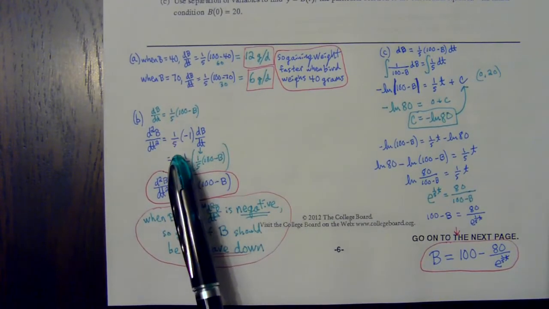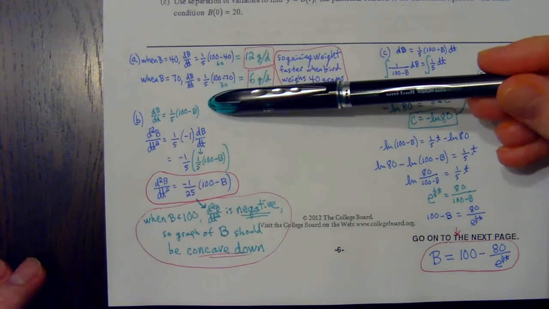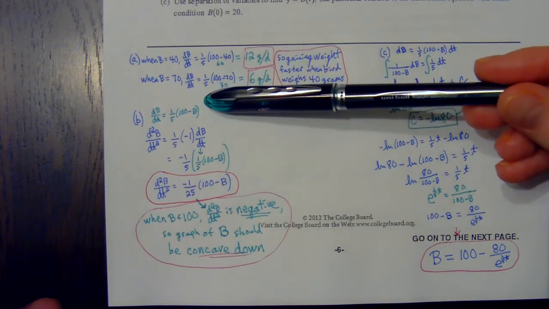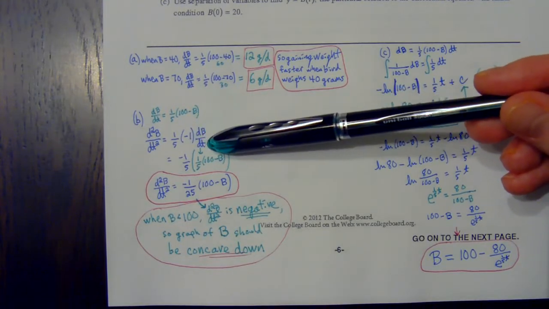So this is just a constant. I carry the constant down. This is like a 100 minus x on the inside. So the derivative of 100 minus x is -1. So the derivative of 100 minus B is also a -1. But what we'll do, we'll tag on a dB/dt.